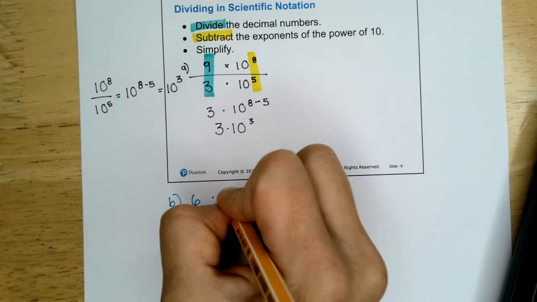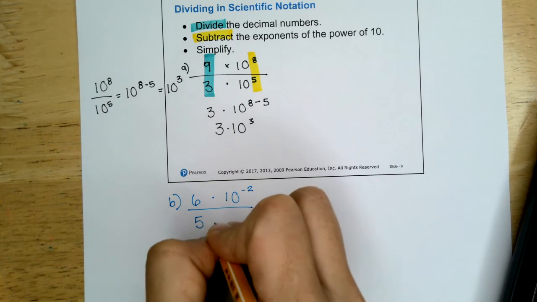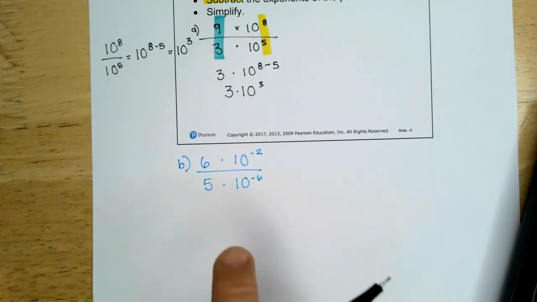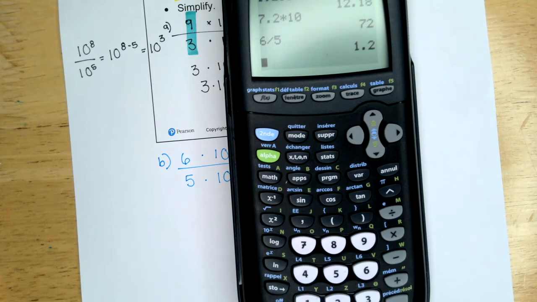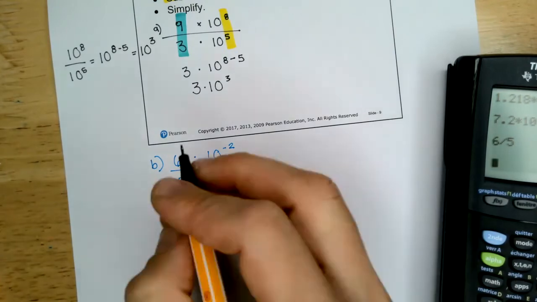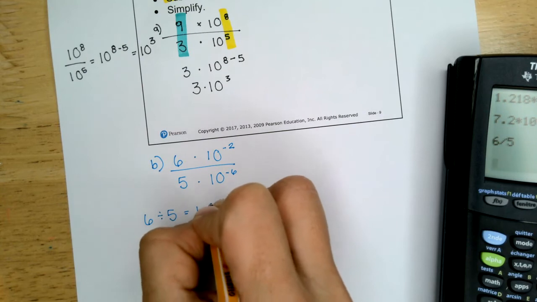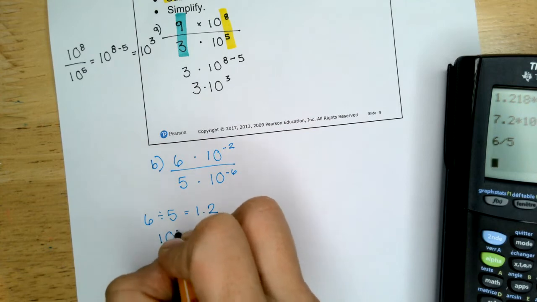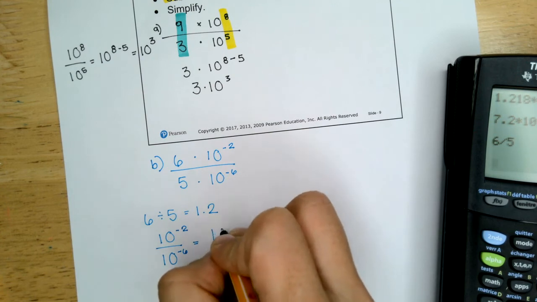6 times 10 to the power of negative 2 over 5 times 10 to the power of negative 6. Good. All right, 6 divided by 5. Don't worry about keeping it as a fraction, because in scientific notation, you're never going to use fractions. You're just going to call 6 divided by 5 1.2.